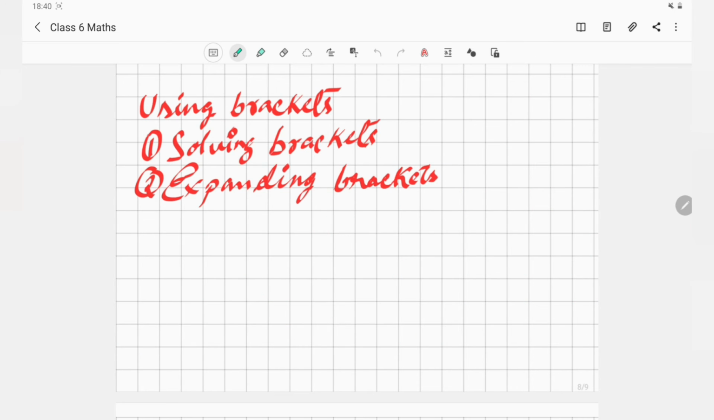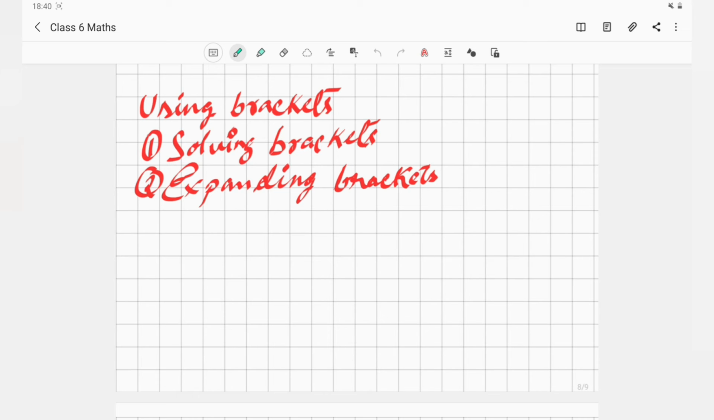Using brackets. So in the first part, we are going to learn about solving the bracket, and in the second part, expansion of bracket. So solving the bracket is really simple and straightforward. We already know addition, subtraction, multiplication and division.